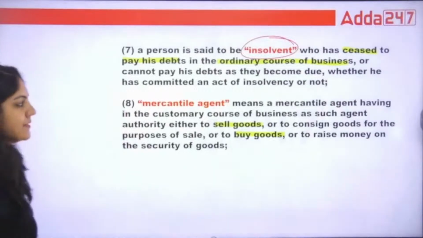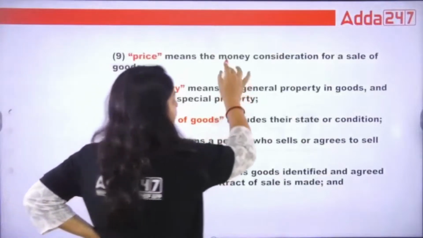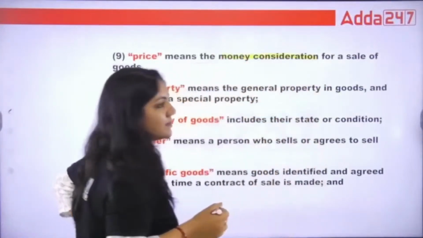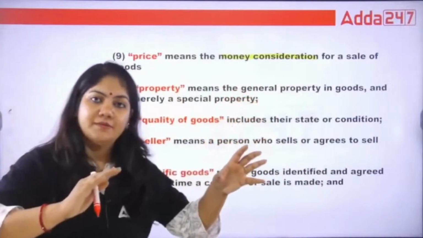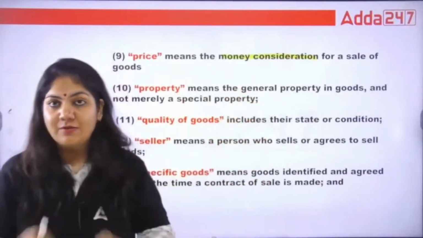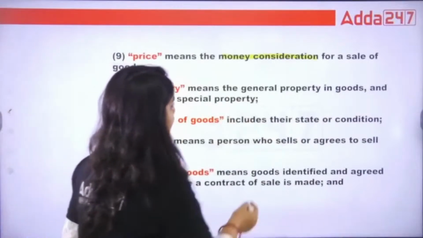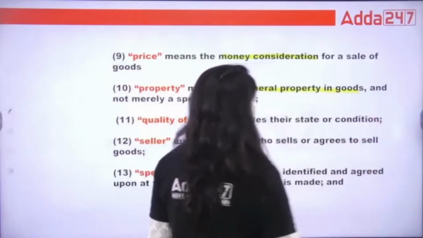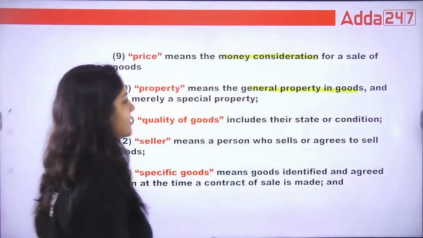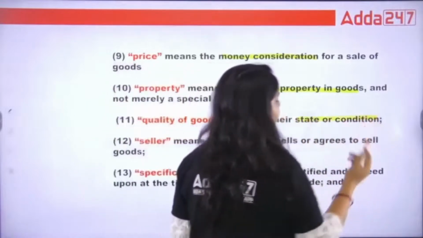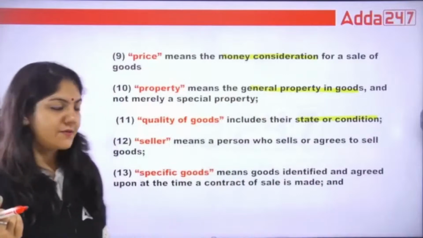Okay class, so this is all for price. Money consideration, because in the sale, seller is giving goods, buyer is giving price. The price should be in the form of money only. What is property? General property in goods. What is quality of goods? It includes their state and condition. Quality. We always want a good quality of goods.